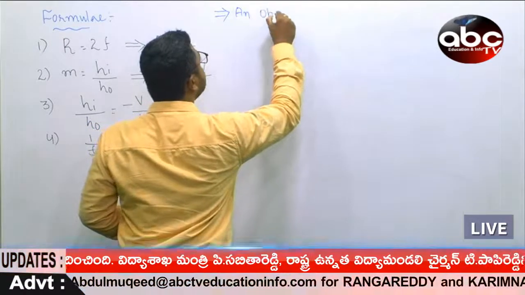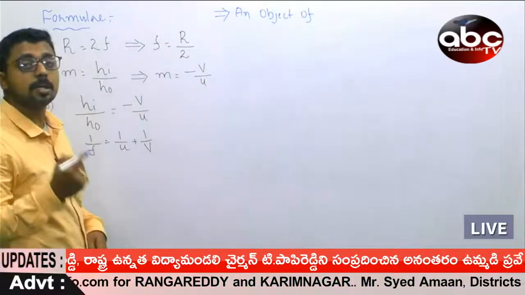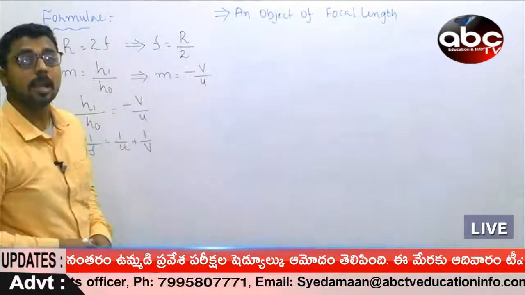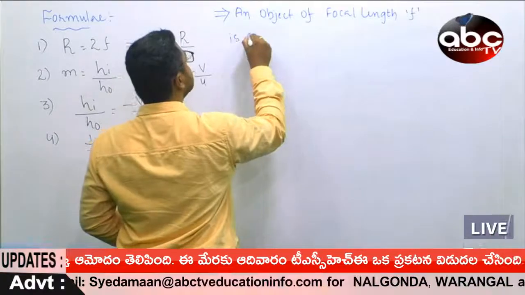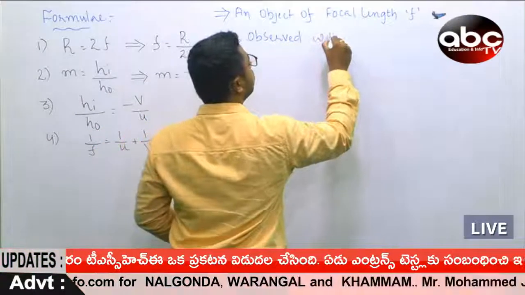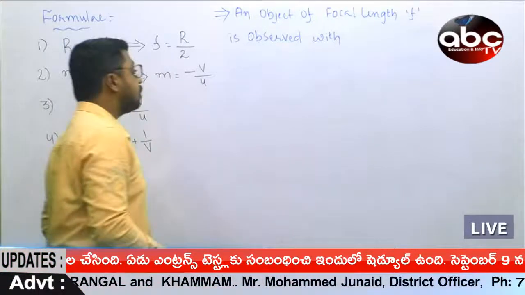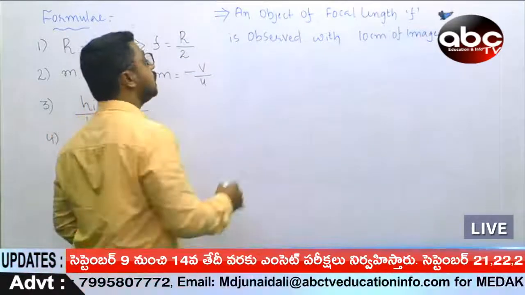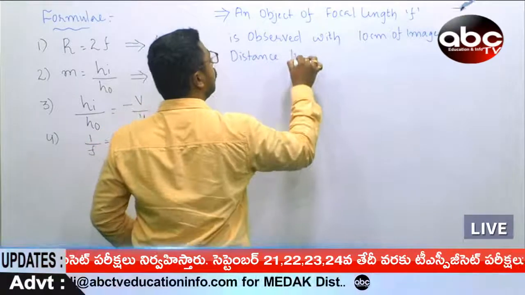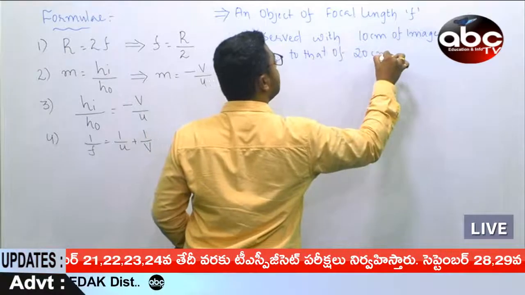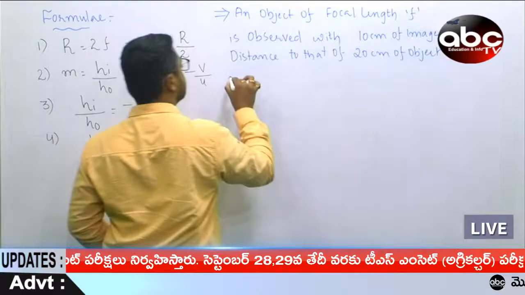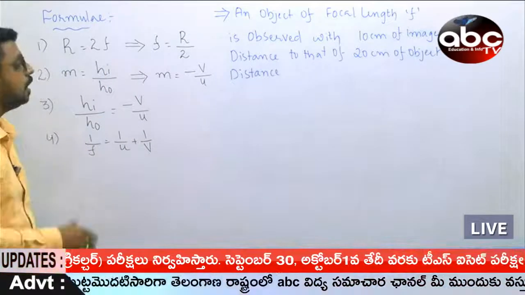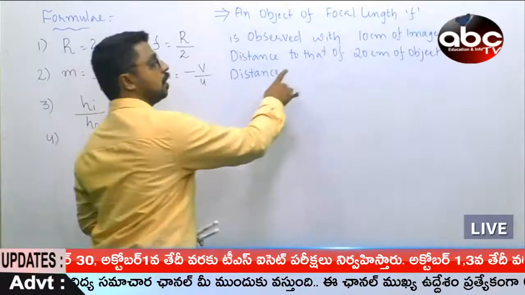An object of focal length f is observed with 10 centimeters of image distance to that of 20 centimeters of object distance.